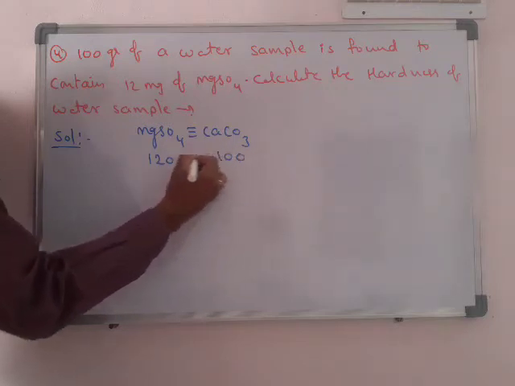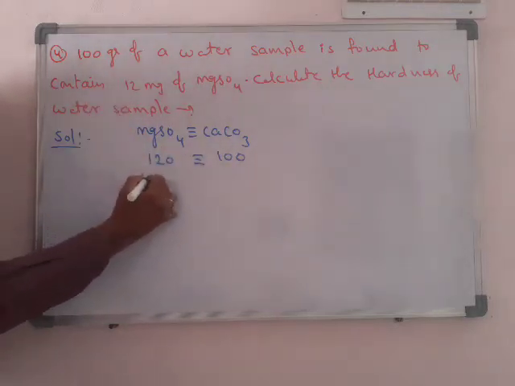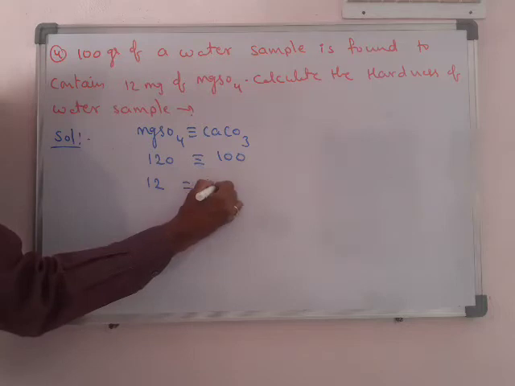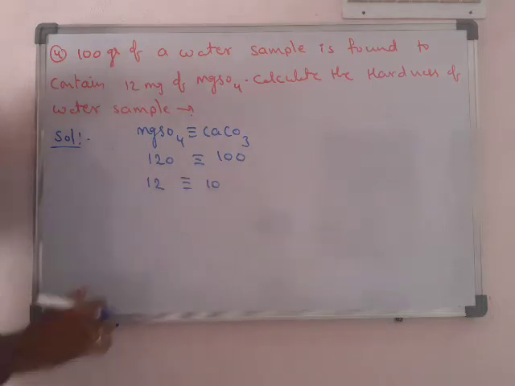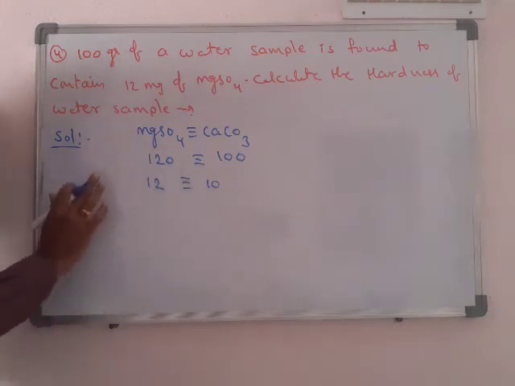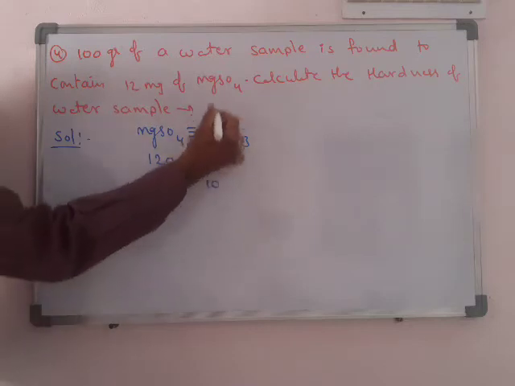MgSO4 is 120, CaCO3 is 100. Okay, so here it is given only 12. 12 means it becomes 10. So grams are grams, milligrams are milligrams, no doubt in it. అది ఇక్కడ మన ప్రాబ్లం సో గివెన్ ఇస్ 12 milligrams. 12 milligrams నథింగ్ బట్ ఈక్వల్ టు 10 mg of CaCO3.